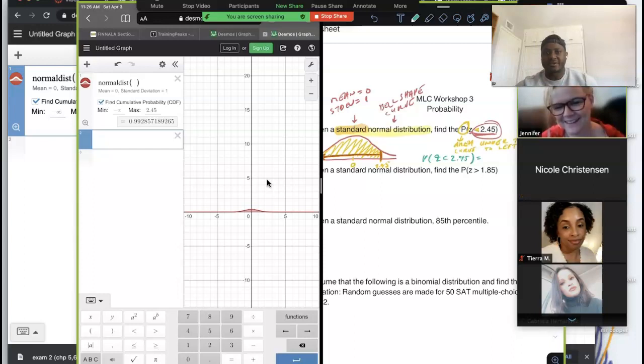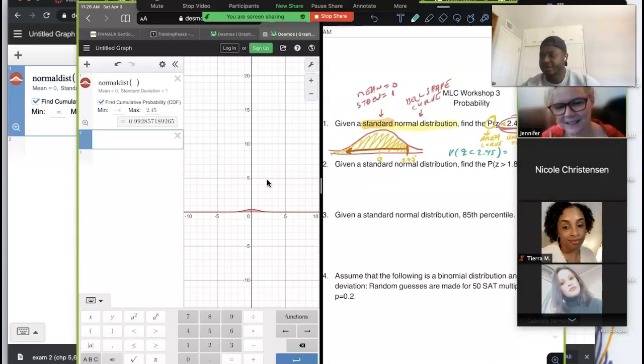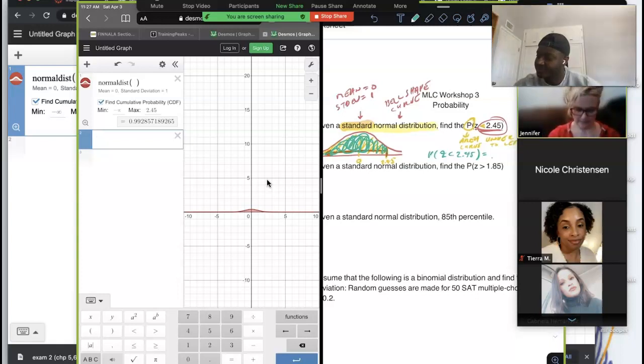The probability is the area that's underneath the graph. So that's why I shaded all this part, to figure out that's the area that we're looking for and that we need to calculate. And so if we use this in Desmos, it'll actually calculate that area for us. Right. So the probability is 0.9929.